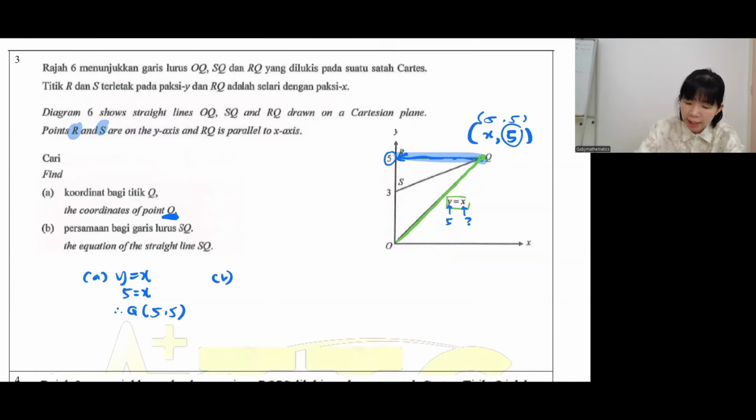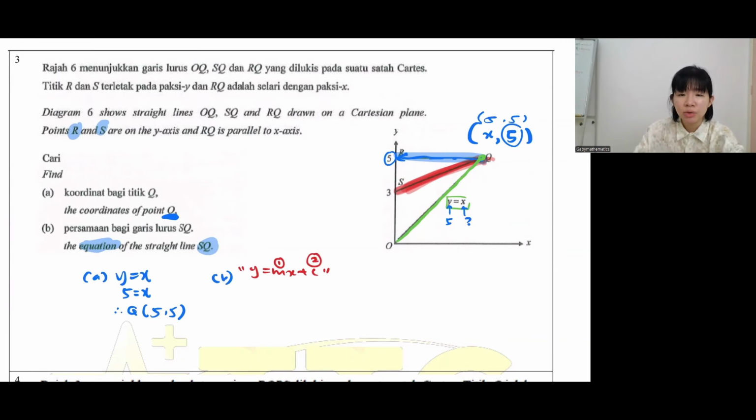State the equation of straight line SQ. Okay, equation of SQ. Where is it? SQ is this one, so it is a slant line. When it's a slant line, the equation is always y equals mx plus c. Find m and then find c. To find m, we need 2 coordinates. Do we have 2 coordinates or not?